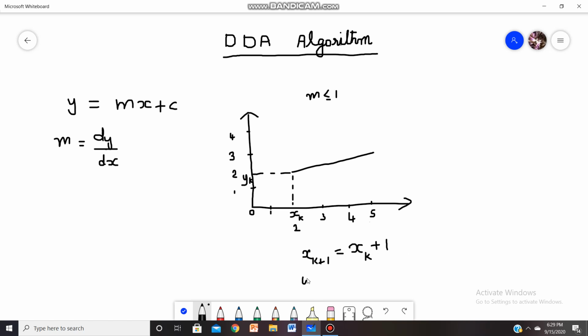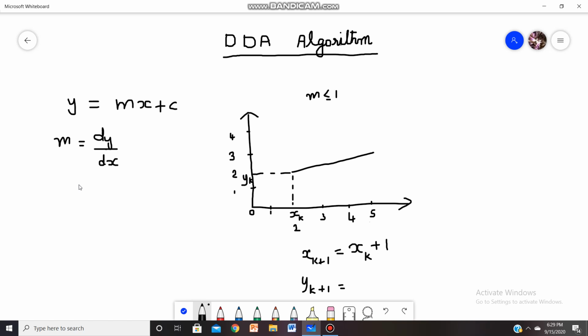What about yk plus 1? For yk plus 1, there may not be a unit increment. We need to find out that value. Obviously I know that it is something added to yk. What value needs to be added, that I need to find out. Okay, stop there. I'll come back here again.